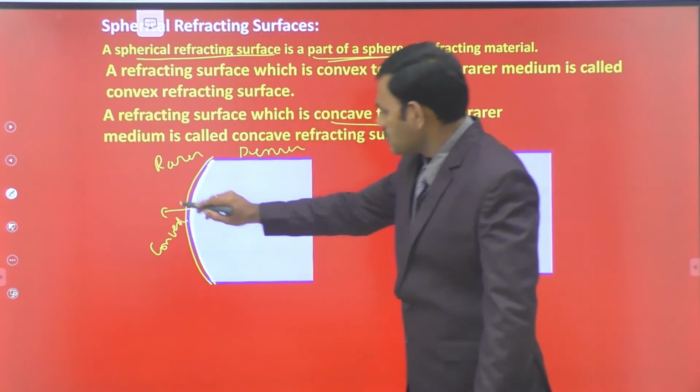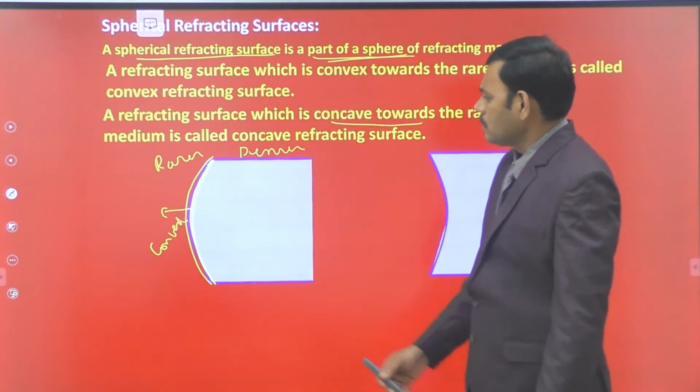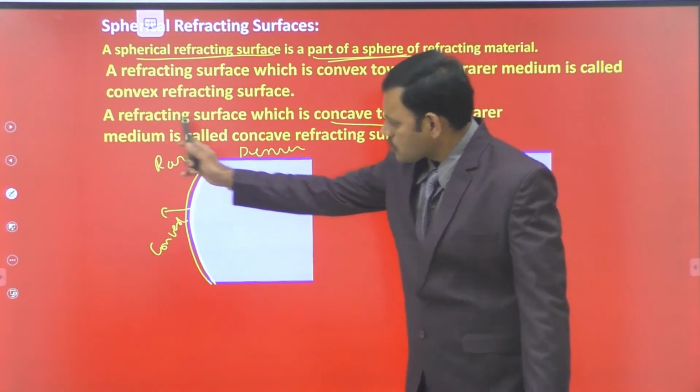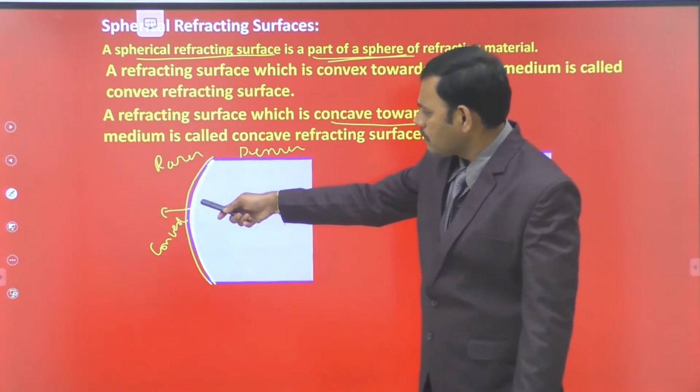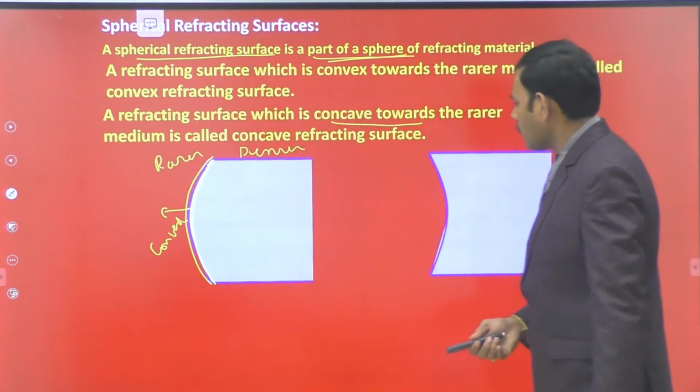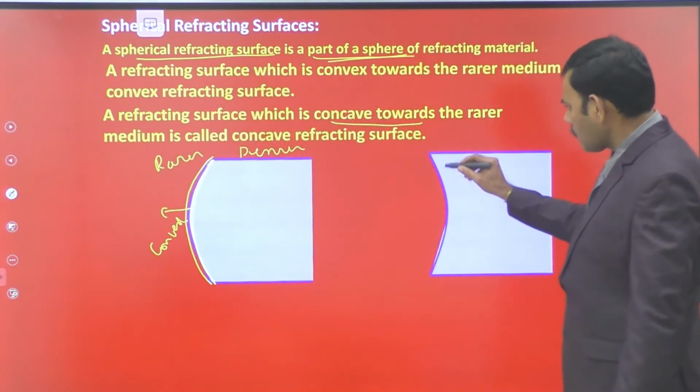Here, this refracting surface is of the denser medium, and the shape of the denser medium is convex towards the rarer medium. If the shape of the denser medium is convex towards the rarer medium, that is said to be a convex refracting surface. Here this is a concave refracting surface.